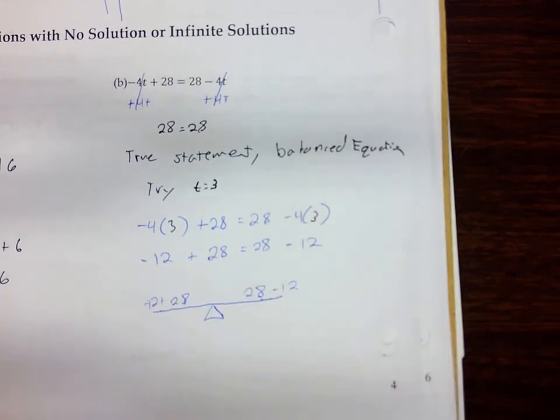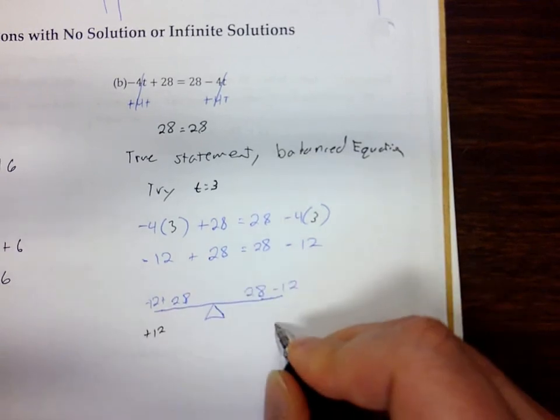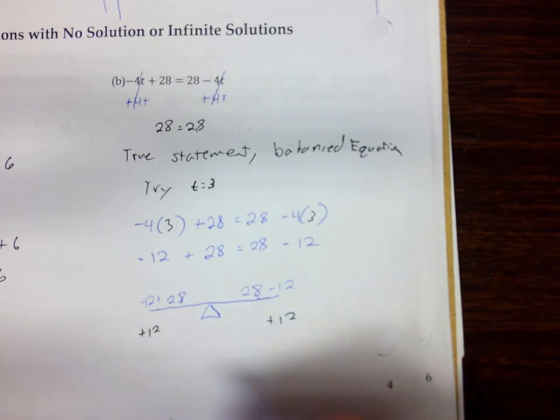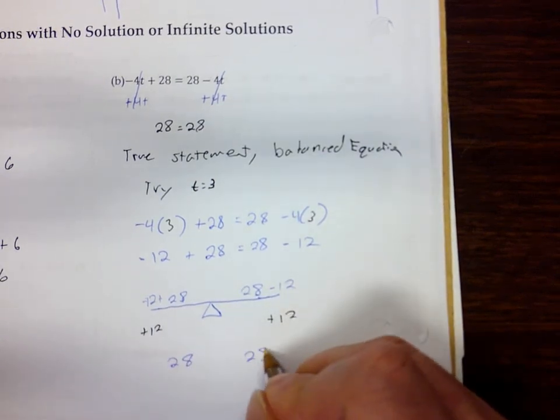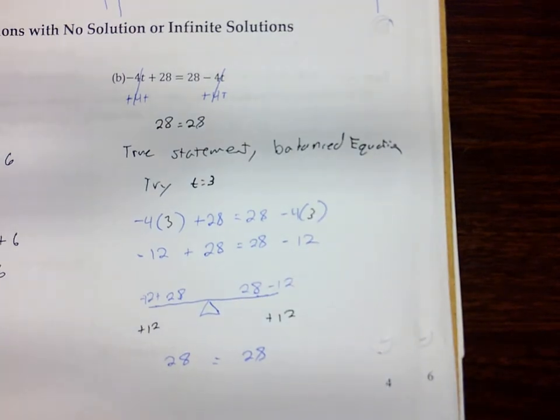In fact, we could add 12 to both sides, right? And we're still going to get 28. We're still going to get this balanced equation. So I know this analogy is a little silly.